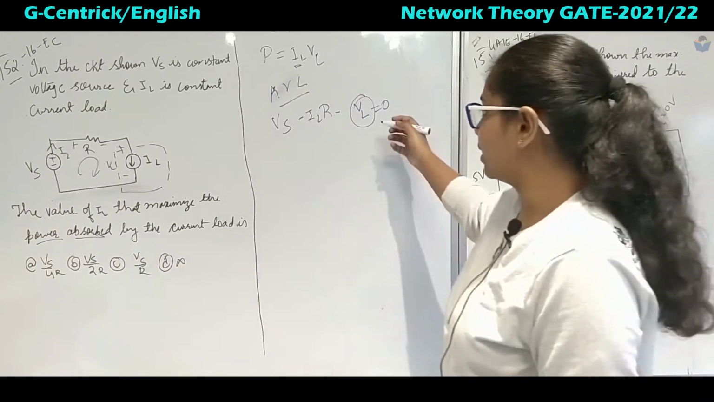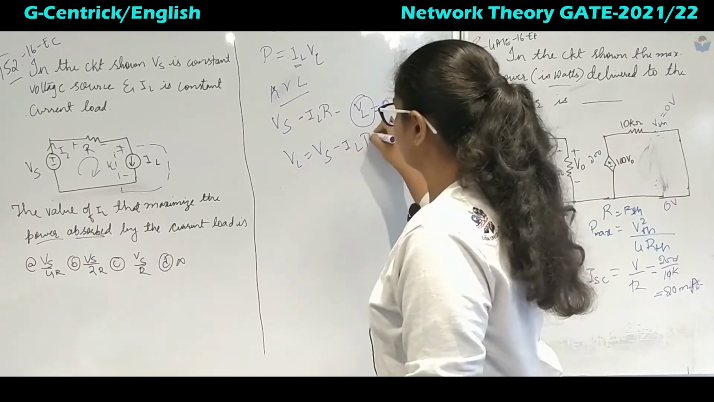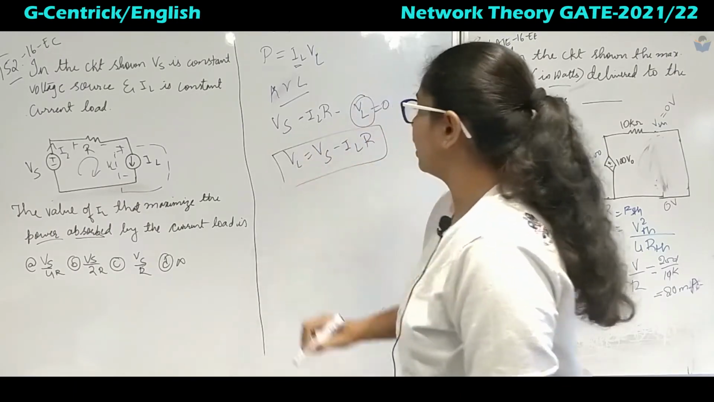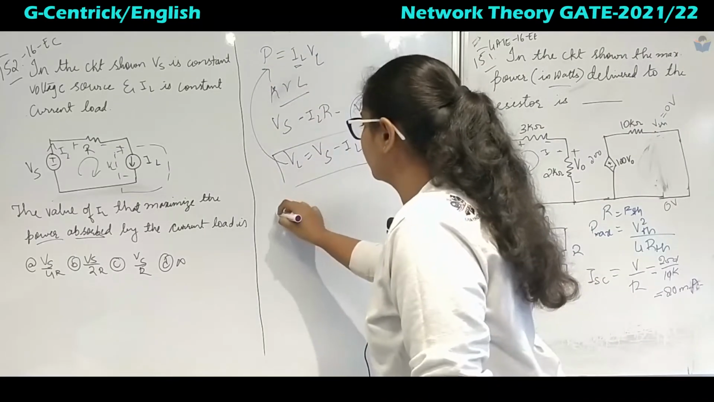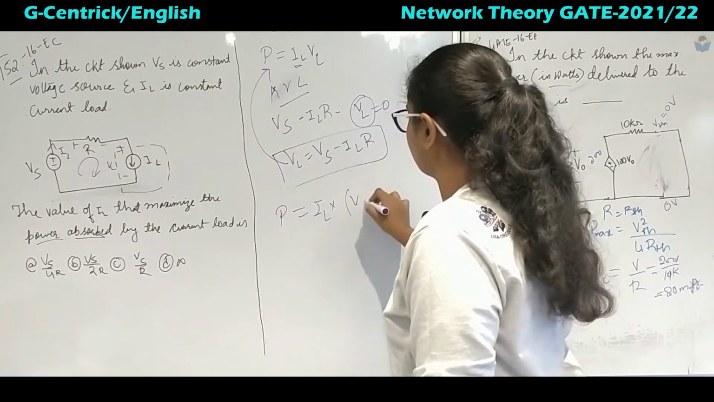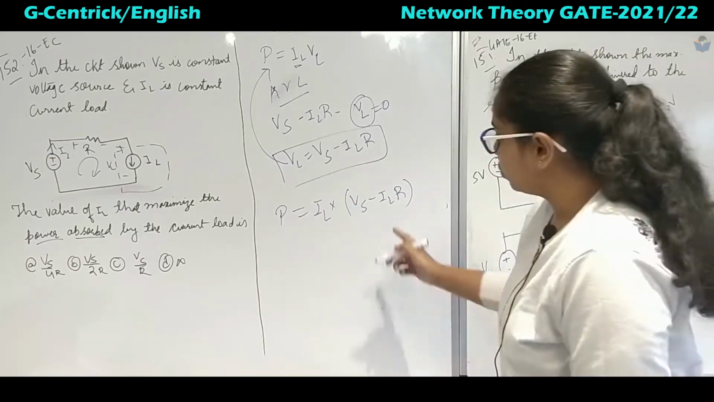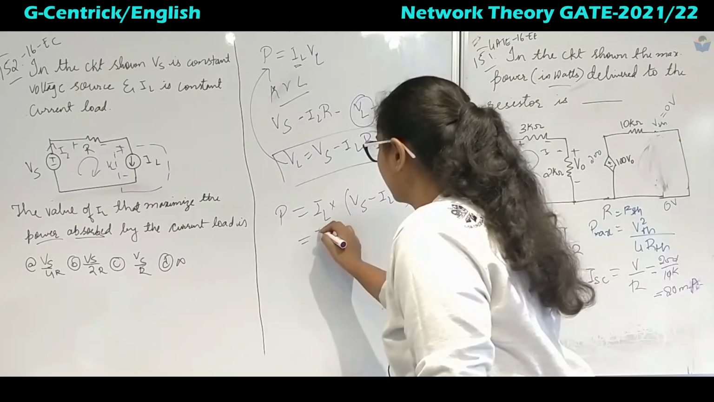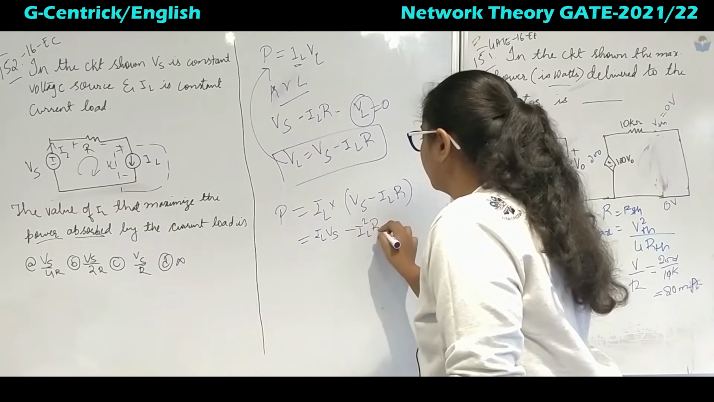Now we will express it in terms of VL, because we do not want this VL; we have to eliminate that. So VL is equal to Vs minus IL into R. Substitute this in this one. So P is equal to IL into (Vs minus IL into R). Now multiplying inside, P equals IL into Vs minus IL square into R.